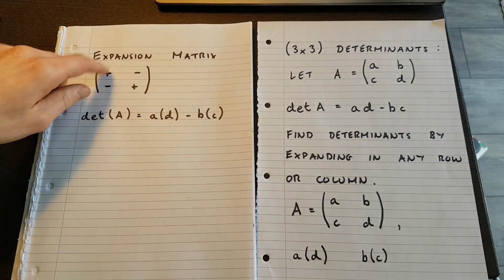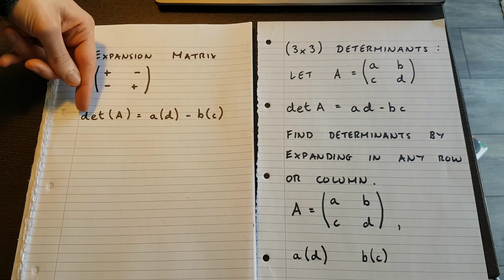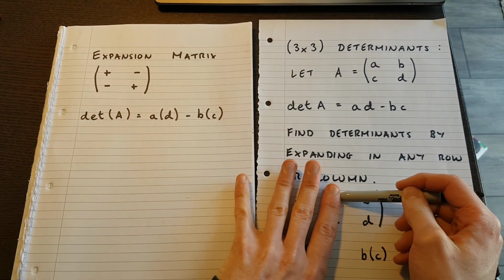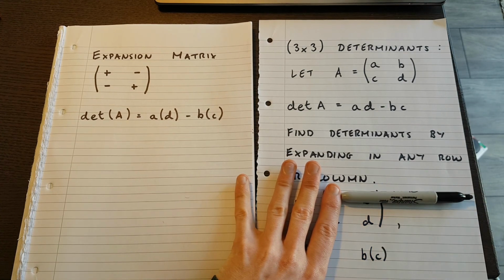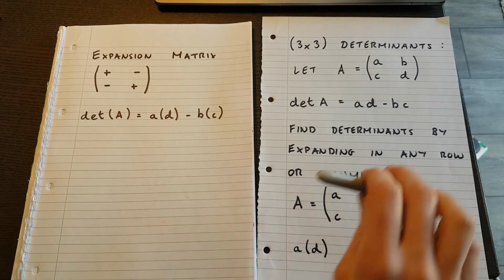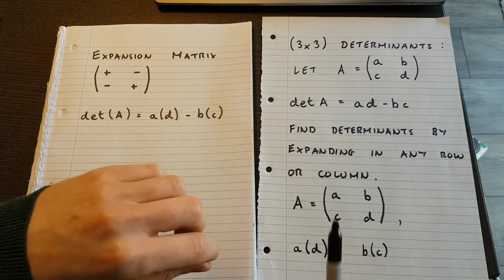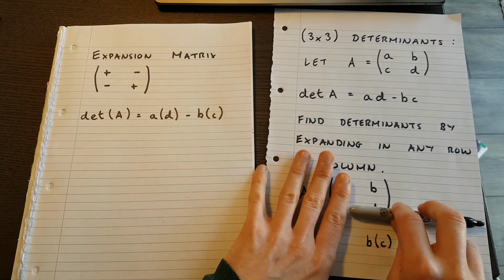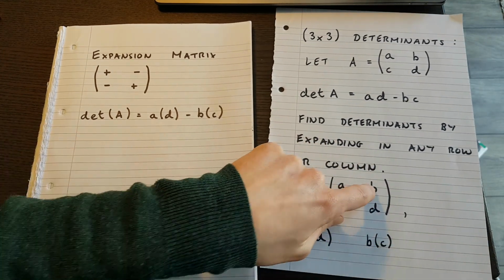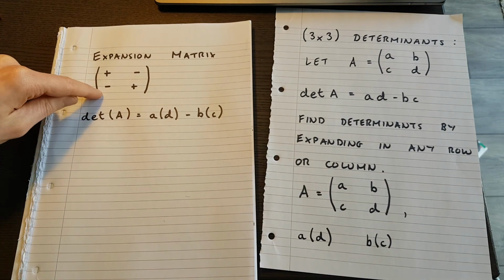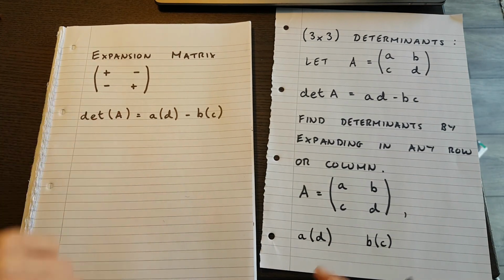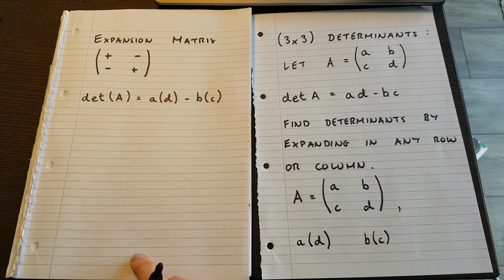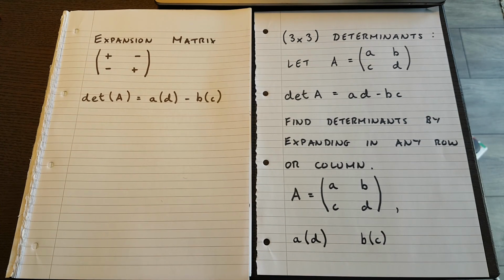Now I got this by expanding in the first row, but I could have expanded in the first column. Then I would have had A, delete the row and the column that A is in, I would have the D left, so A would pair with D again, and it would have a plus sign. Then I would delete the row and the column that C is in, so I would have B left, so C would pair with B again, and it would have a minus sign. In fact, any combination that I take, expanding in any row or any column, I'm going to get exactly the same thing. It's always going to have this form.